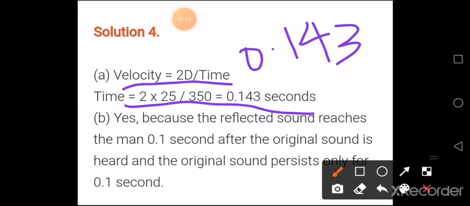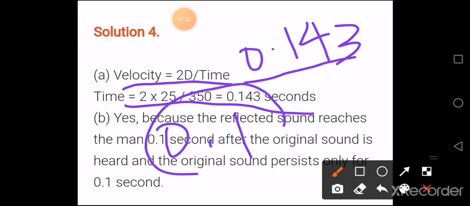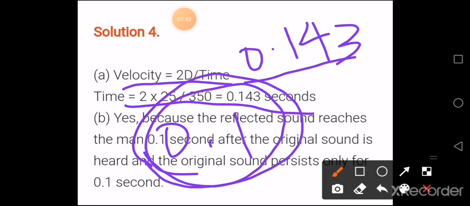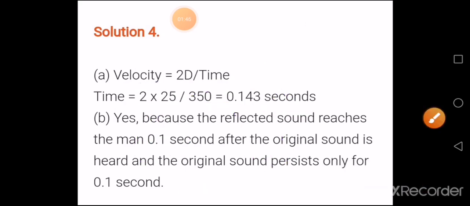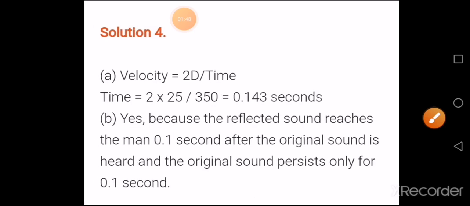You have to find out the time, and the second part will be whether the man is able to hear the echo distinctly. So how you have to check is that once you get the time, check whether the time is equal to or above 0.1. Got it? Because the minimum time required for an echo to be heard distinctly is 0.1. So if you are getting the time value above or equal to 0.1, the person will be able to hear the sound distinctly.